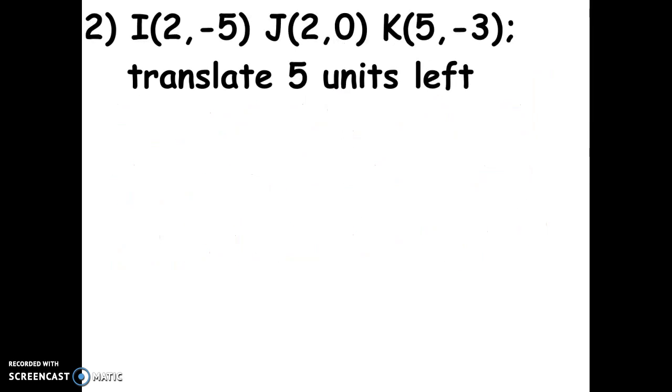All right, let's try the next one. For this one, we see 5 units left. Left and right is the x-axis. Left means minus, so that will be x minus 5. So let's go ahead and write down our ordered pairs.